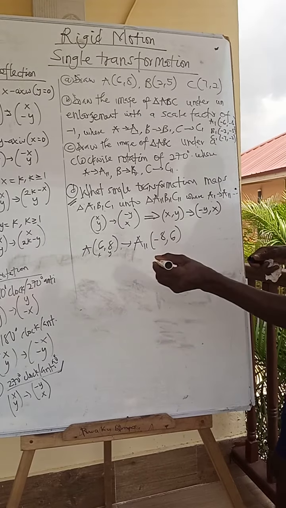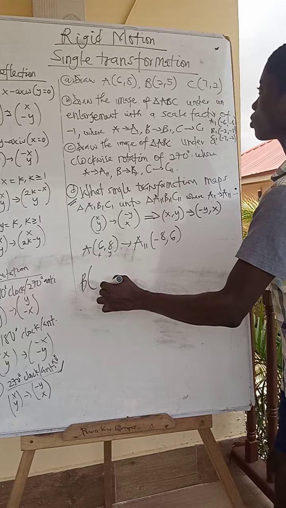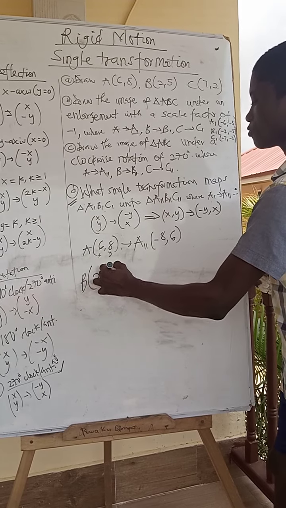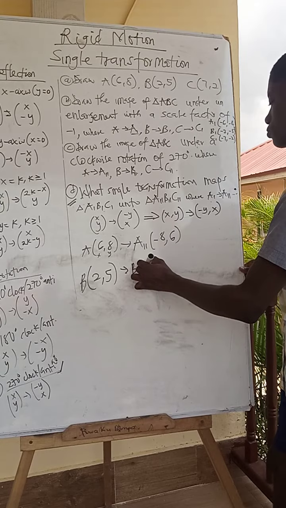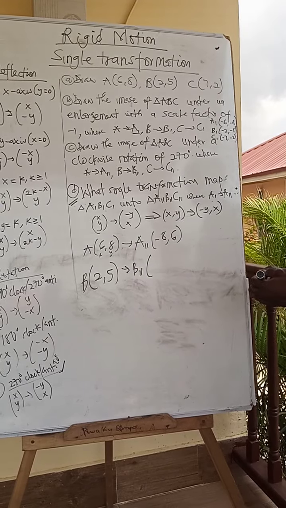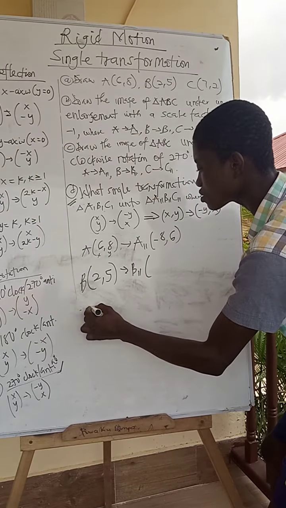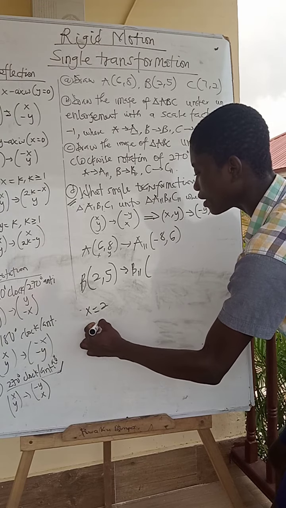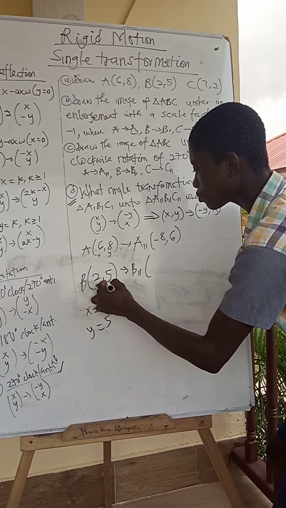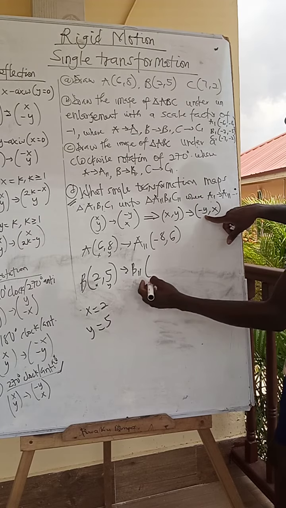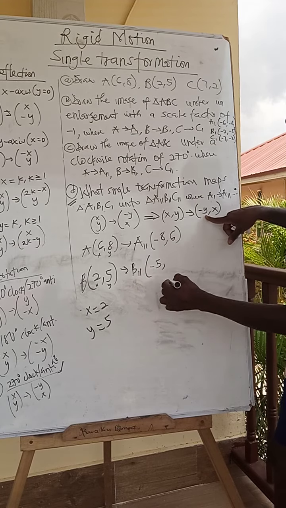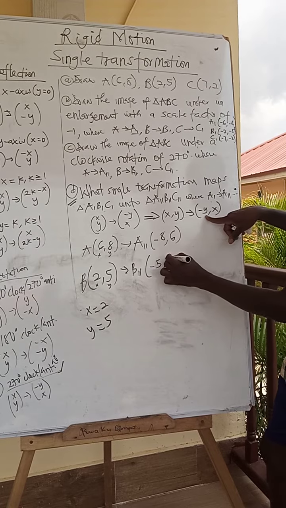Let's do it. Okay, now our B is what? (2, 5). So our B2 is what? See, our x is what? 2. And our y is what? 5. It's x and y. The formula is negative y. So negative y is what? Negative 5. And what? X is 2.